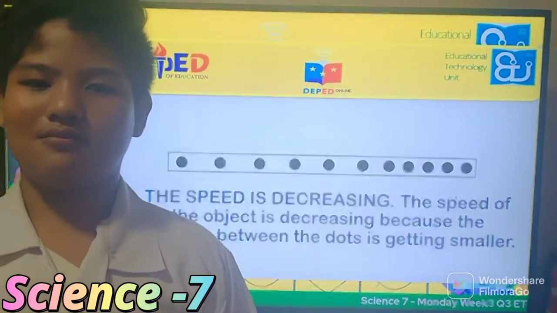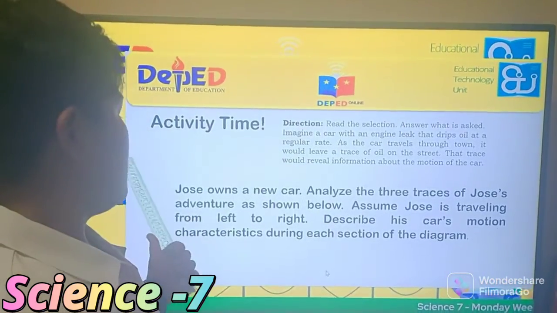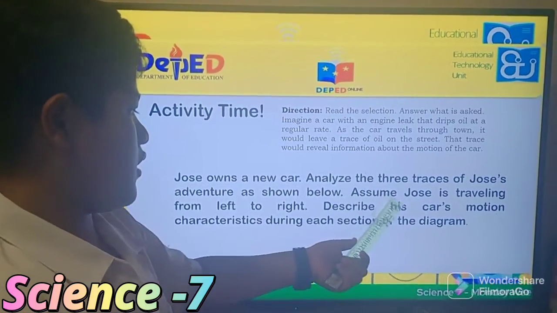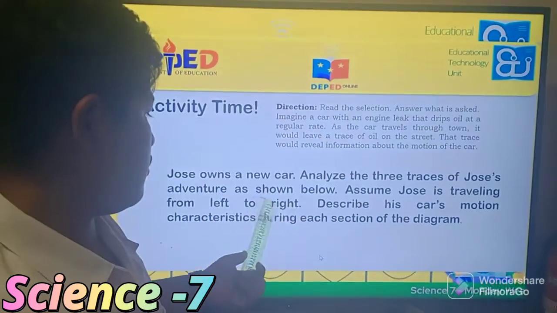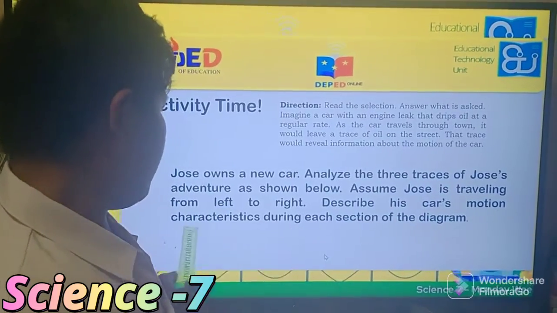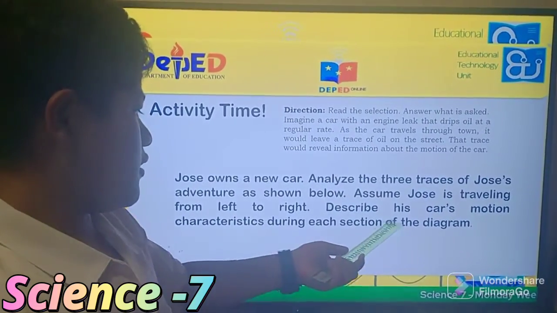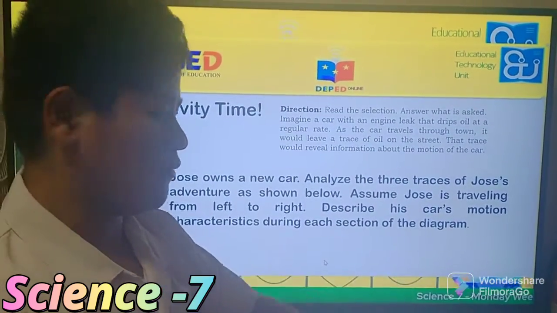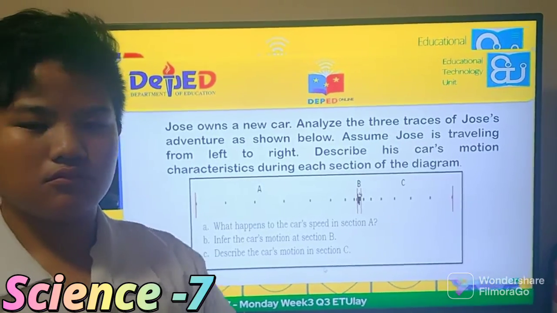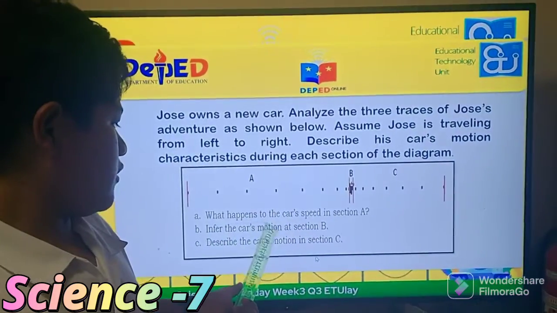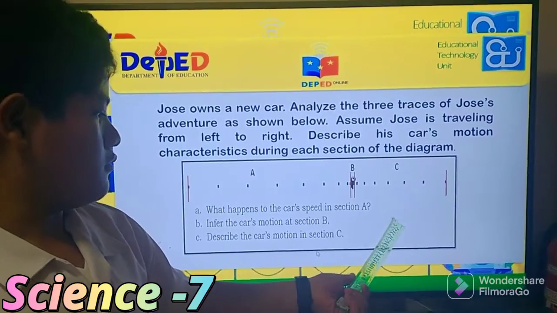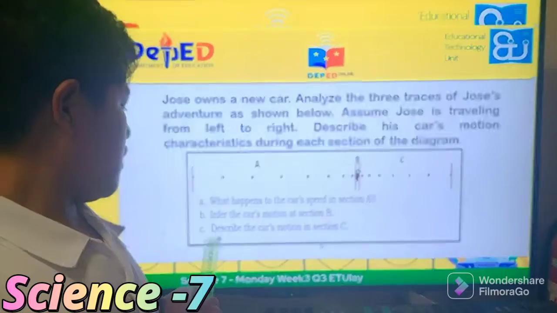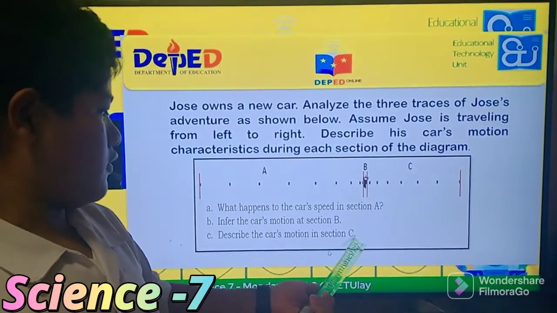Activity time. Jose owns a new car. Analyze the three traces of Jose's adventure as shown below. Assume Jose is traveling from left to right. Describe his car's motion characteristics during each section of the diagram. A. What happens to the car's speed in section A? B. Infer the car's motion at section B. C. Describe the car's motion in section C.